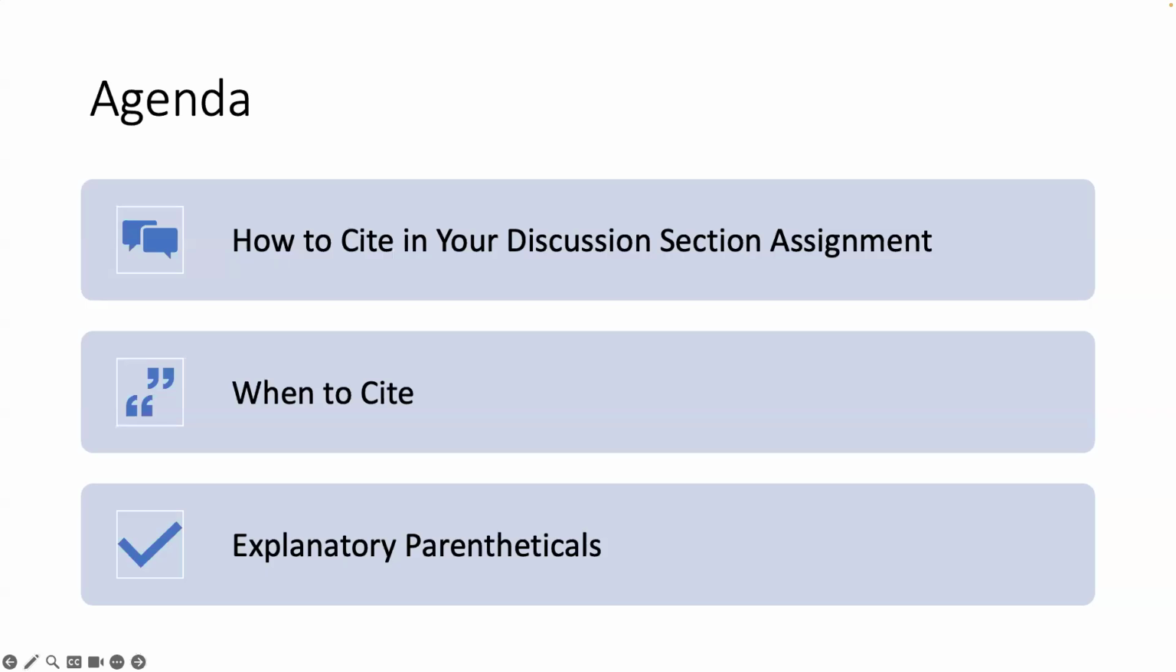Here's the agenda. As I just said, we're going to first talk about how you cite for your discussion section assignment. Then we're going to talk about when you're supposed to cite as a whole. And then I want to introduce you to the concept of explanatory parentheticals. If you find yourself up against a word count, these could be your best friend, but only if they're appropriate and applicable to use.